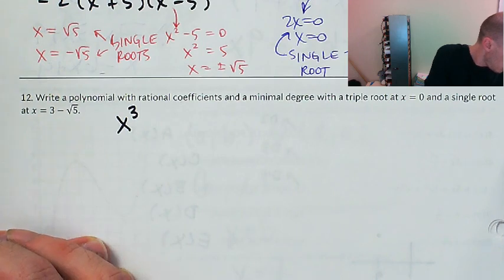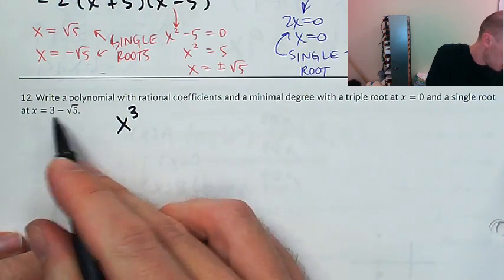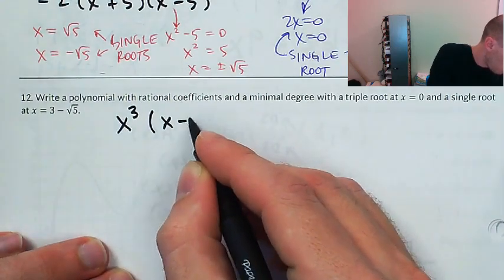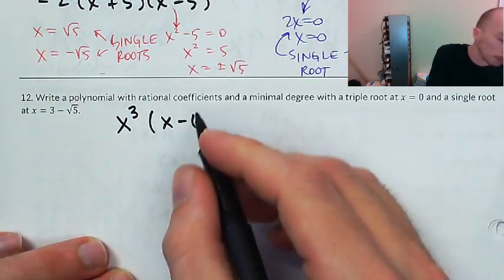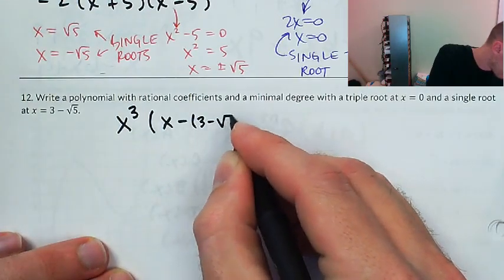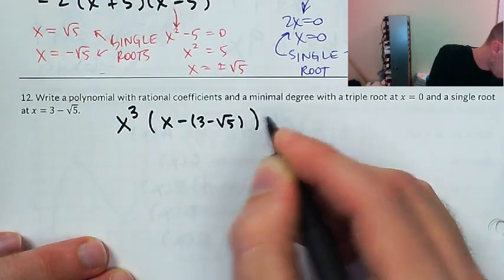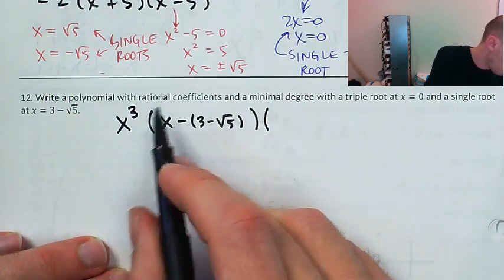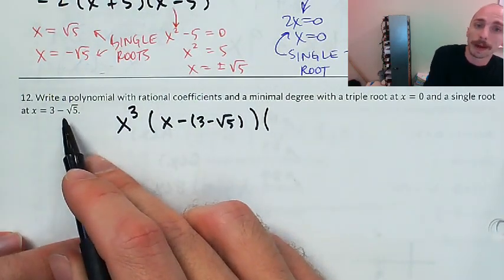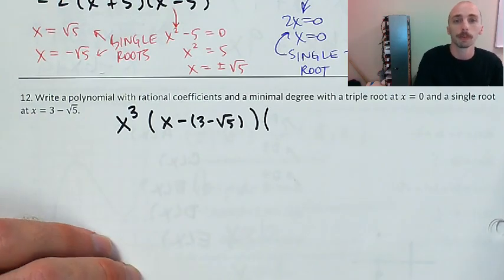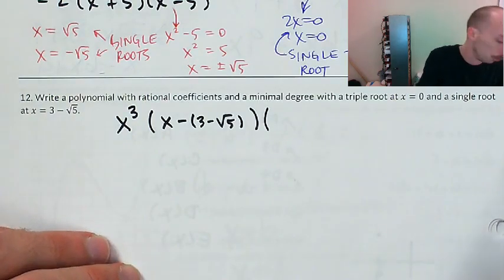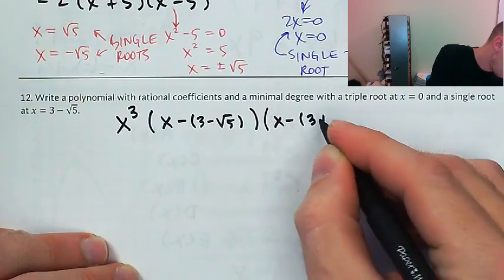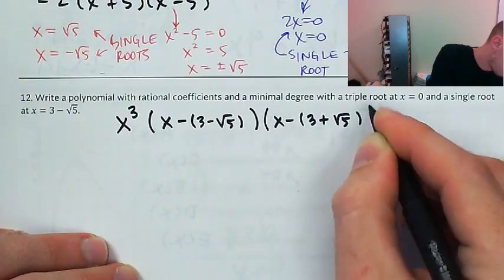I'm thinking, okay, x to the 3, single root at x equals 3 minus the root 5. So I'm going to say x minus 3 minus root 5. And then multiplied by, well, if I'm trying to get rational coefficients and x equals 3 minus the square root of 5 is a root, then x equals 3 plus the square root of 5 needs to also be a root. Okay, so x minus 3 plus square root of 5.